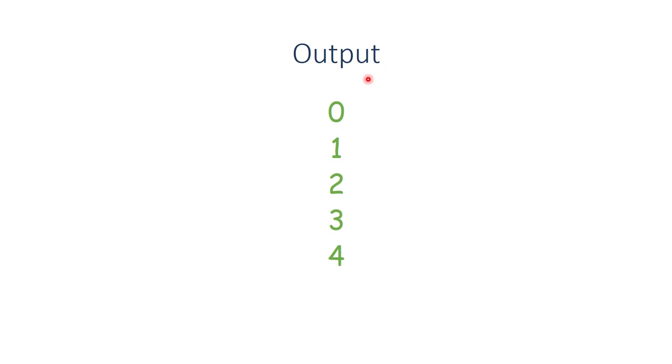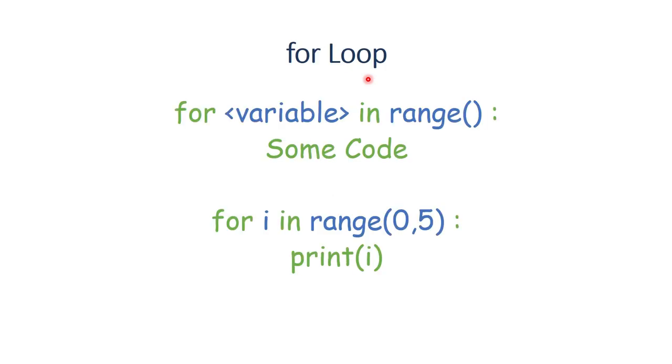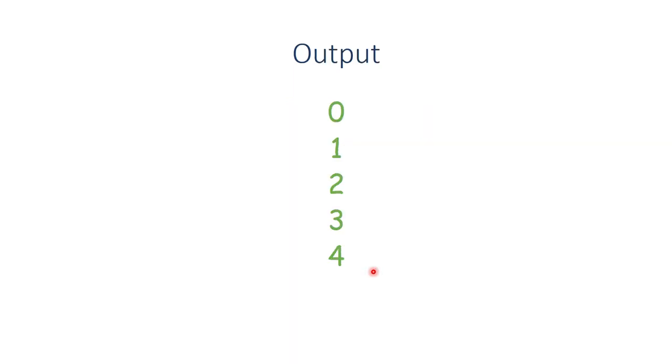So we have written a single line of code, that is print i, and it has generated five lines of output, which is 0 1 2 3 and 4. This way the for loop is used to run our code over and over again.